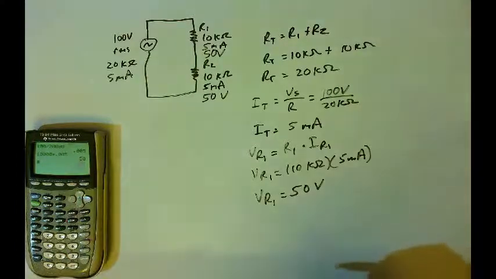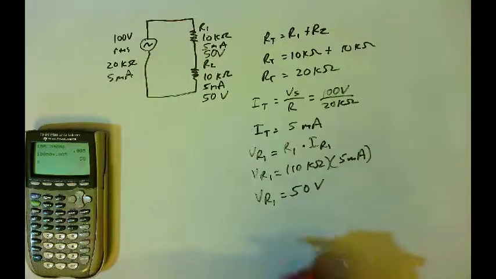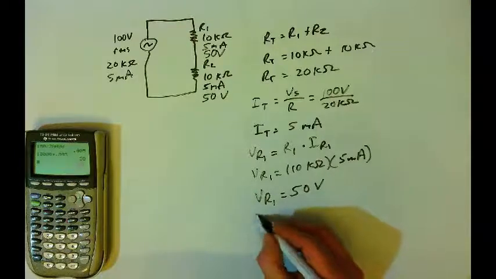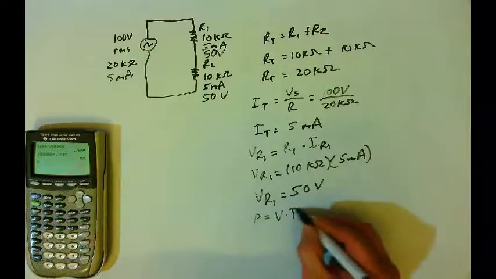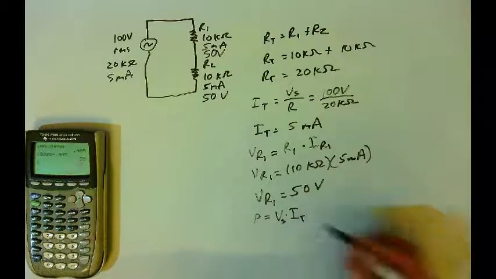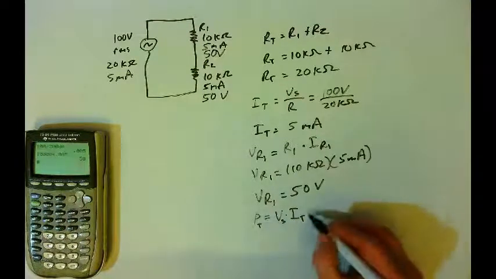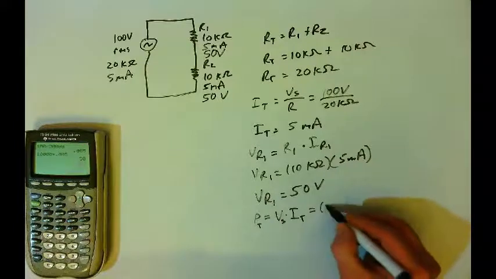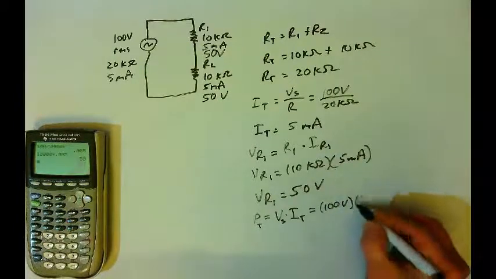And so while we're on topic here, we'll also find the power in the circuit. The power in the circuit is equal to the voltage times the current. The source voltage times the total current gives us the total power. And so the source voltage is 100 volts. And again, I'm using the RMS values to find this.